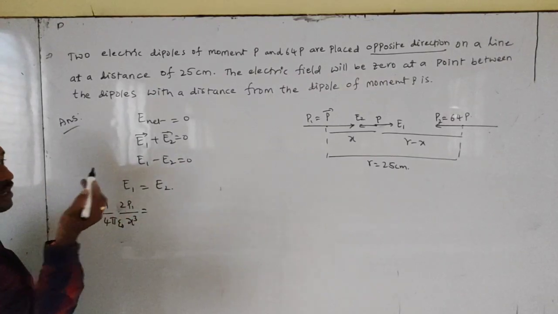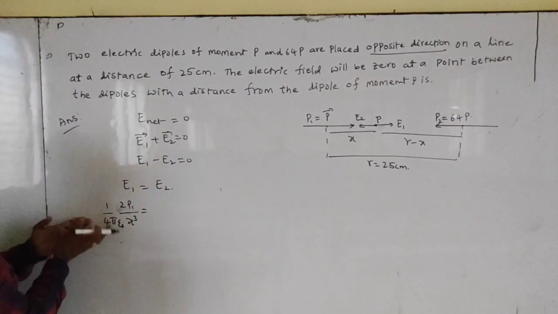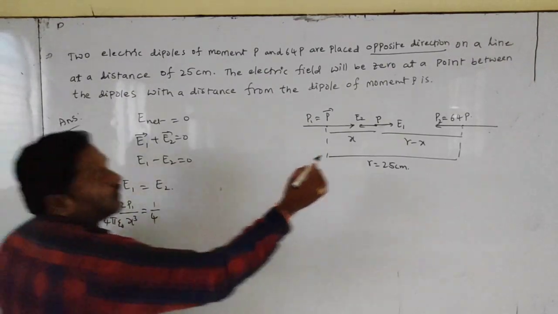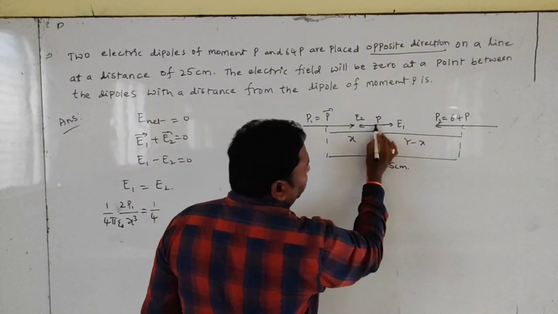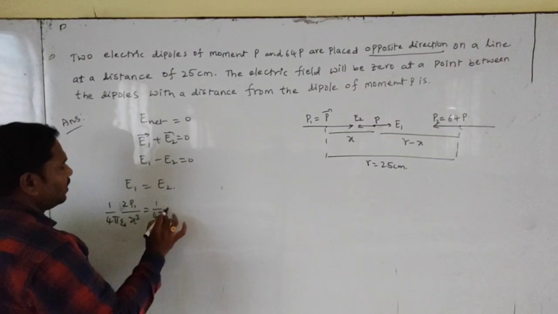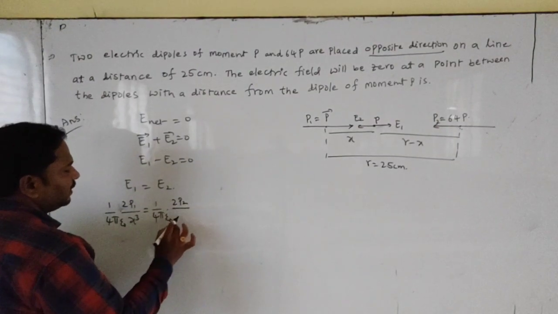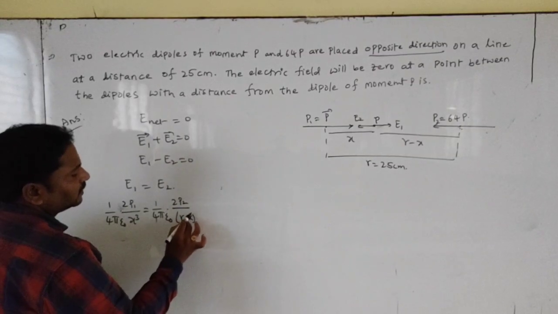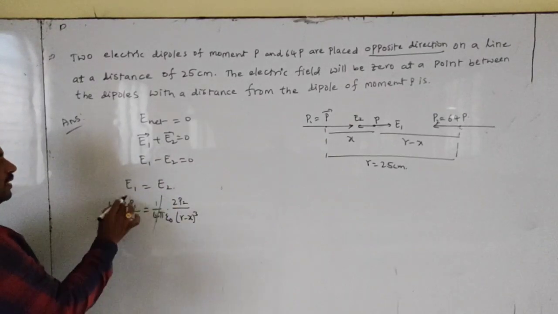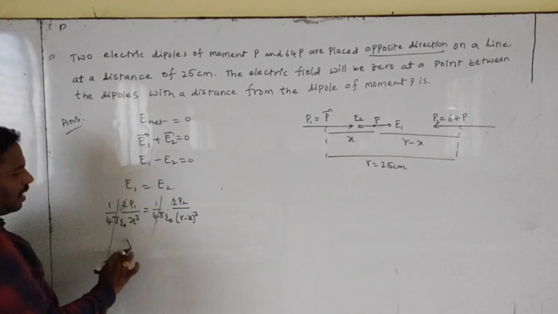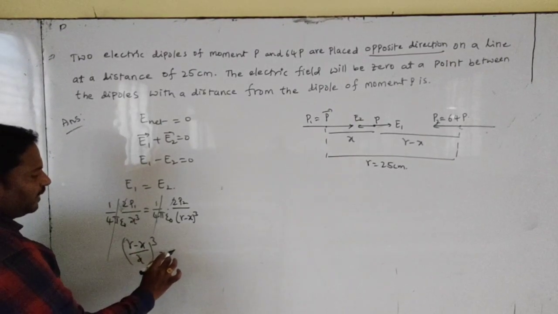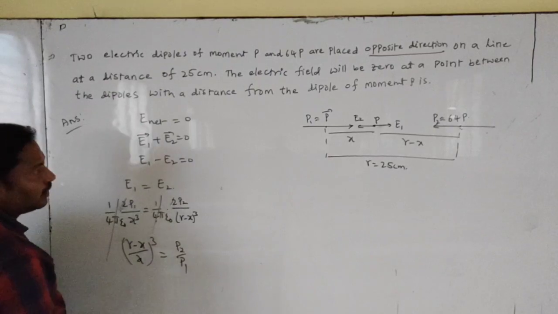Actually, on the axial line, what is the electric field? 1 by 4 pi epsilon naught, 2p by r cube. So for this dipole, this point is also on the axial line. The formula is 1 by 4 pi epsilon naught, 2p2 by its distance (r minus x) whole cube. So 4 pi cancels, 2 cancels. Now ((r minus x) by x) whole cube equals p2 by p1.